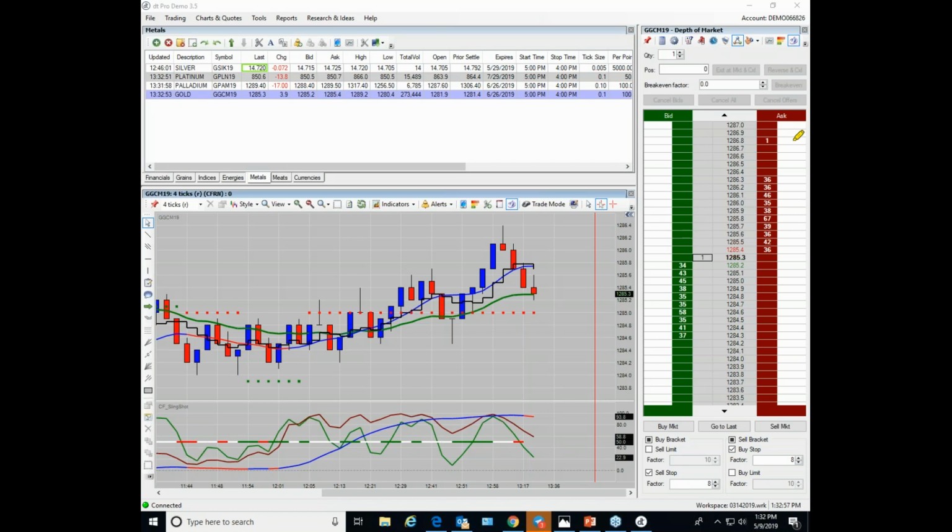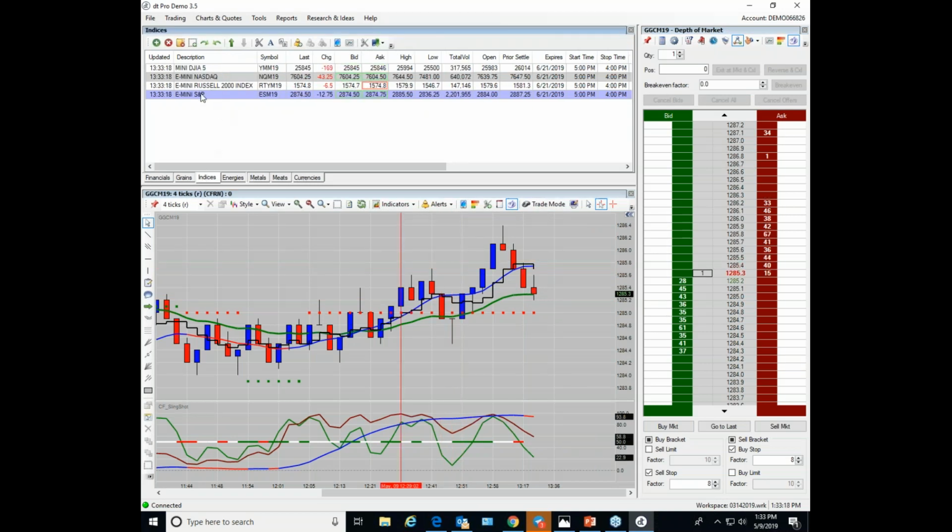And again, if we're going to get long, we're going to left click. The way to cancel the order is just hit this hotkey here, Cancel All. Easiest way to get rid of it. All right, let's see what's going on with the indices.